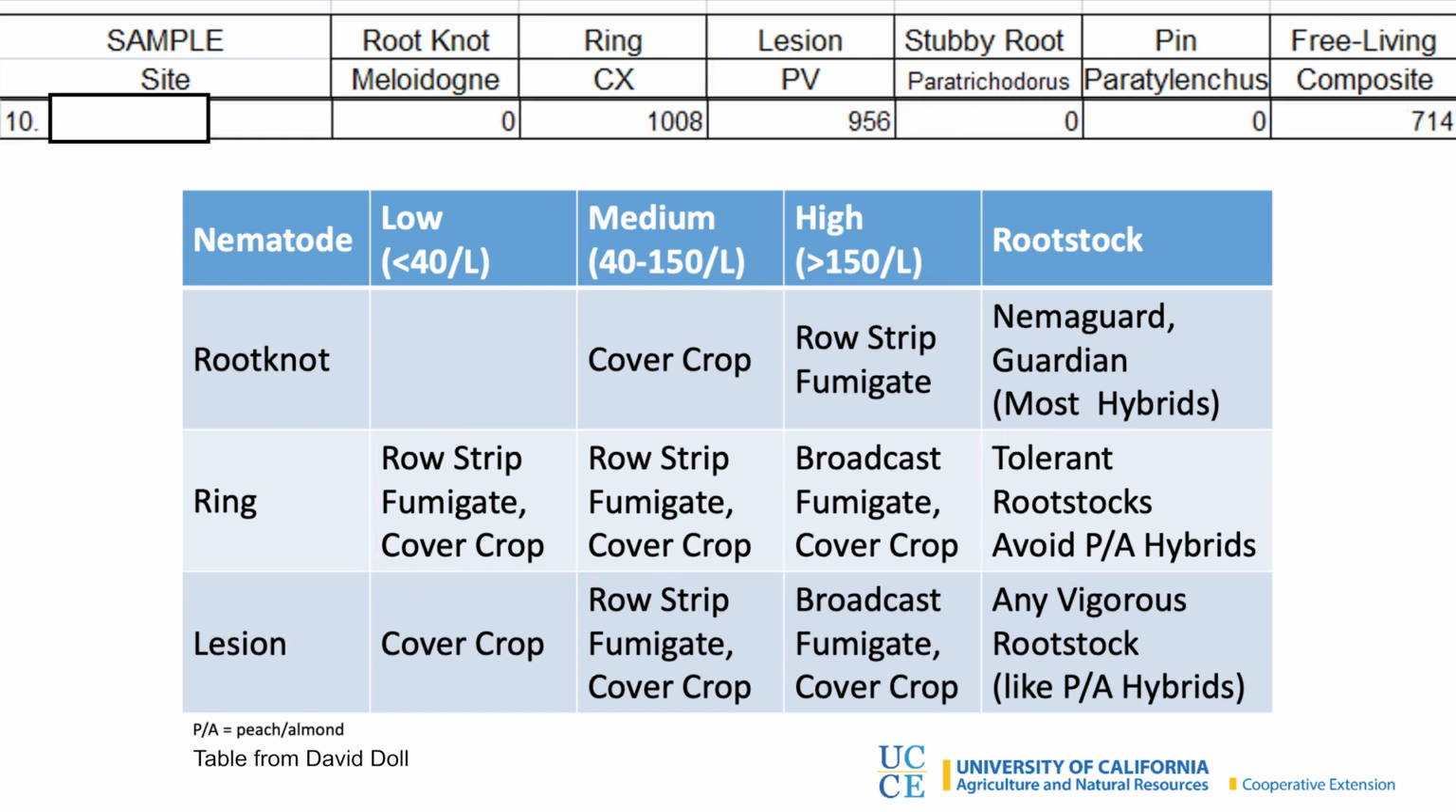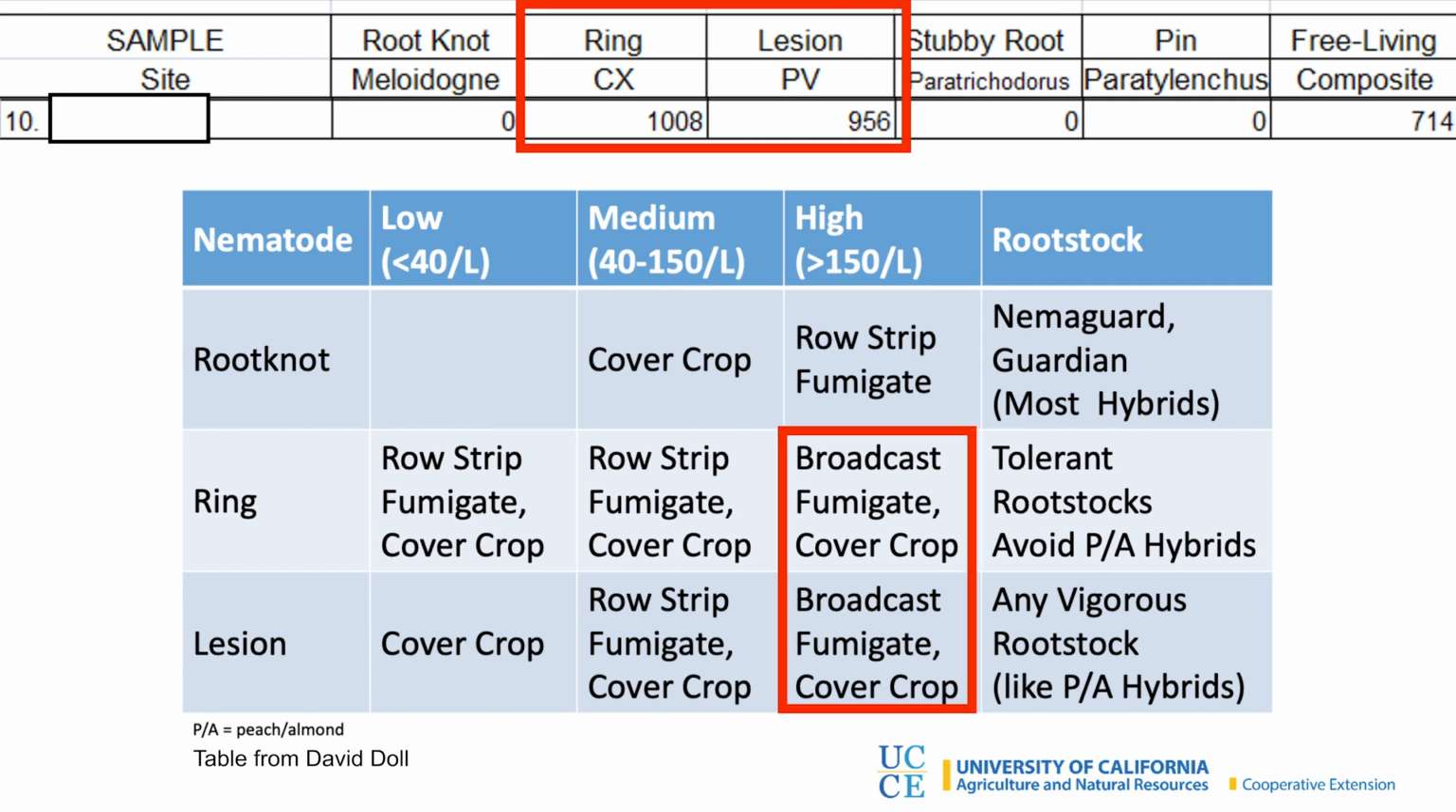In this instance, and this is a nice example of the fact that we live in the real world and sometimes there isn't a silver bullet, you have a high level of ring and a pretty high level of lesion. So for the ring and the lesion, that's fine. Fumigation, broadcast, good enough. But when you want to try and pick a rootstock, that's where the confounding factor happens.